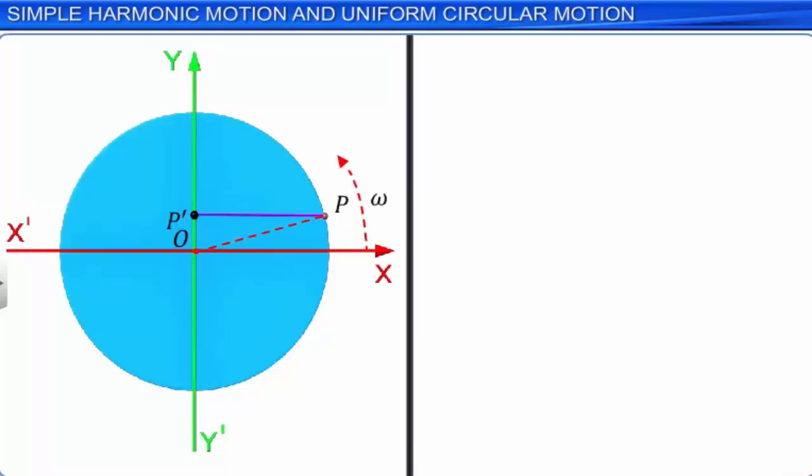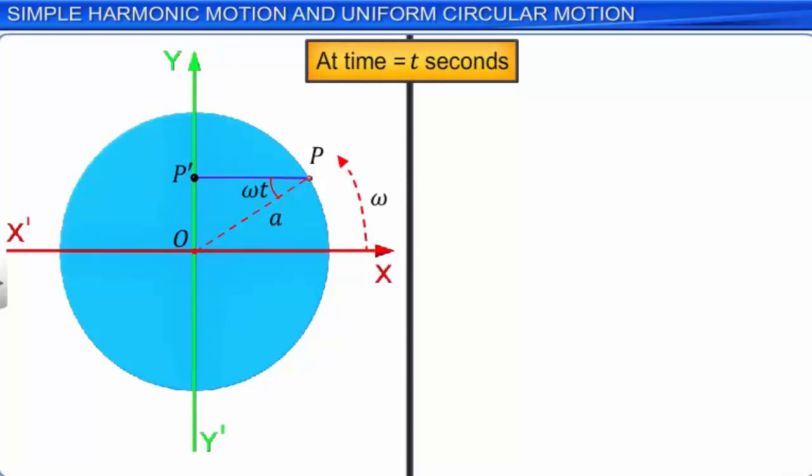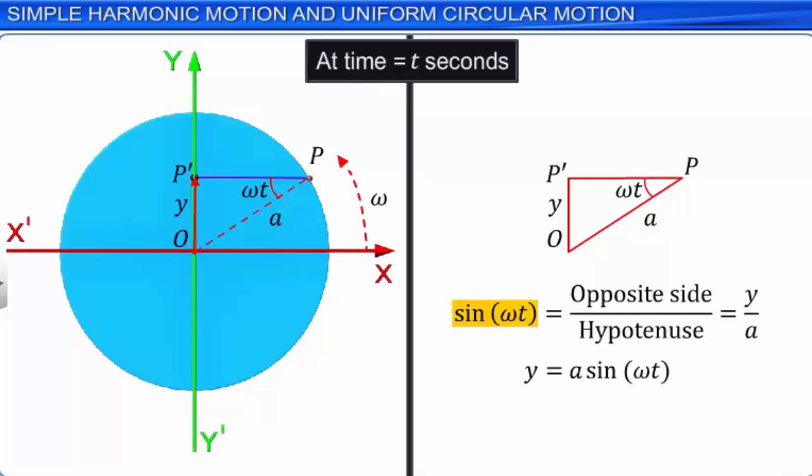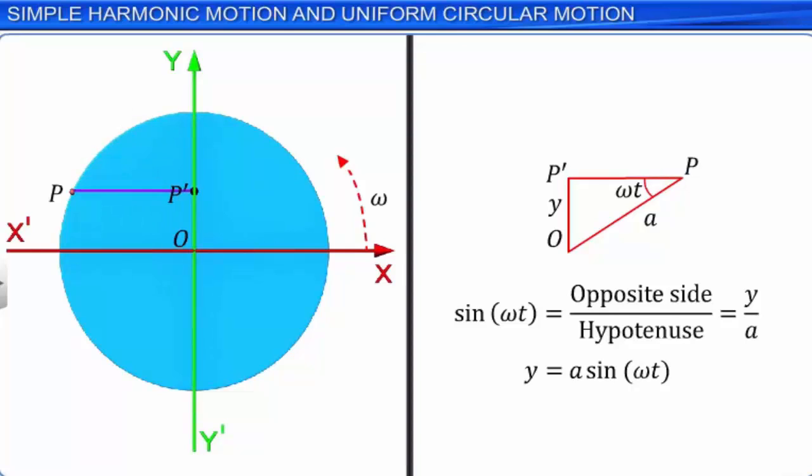The displacement of the projection of the particle y is then obtained using trigonometric ratios of the right-angled triangle thus formed. Sine of the angle omega t is the ratio of opposite sides, which is the displacement of the projection of particle P dash, that is, OP dash, represented as y, to the position vector of the particle OP, whose magnitude is equivalent to the radius a of the reference circle. Thus, we get y is equal to a sine omega t. The motion of the projection is oscillatory, and its displacement varies sinusoidally with time. Thus, the motion of P dash is simple harmonic motion.